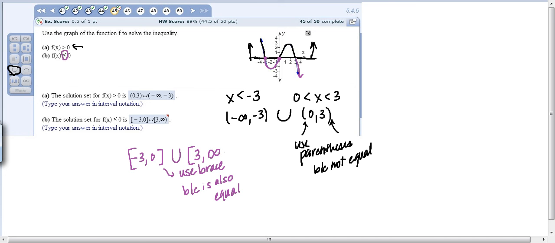Now just one little thing here, always whenever you're doing the infinity, infinity is always a parentheses, because math nerds agree that you can never be equal to infinity, because if you're equal to infinity, I'll add 1 to it, and then you're at a different infinity. Right, so we can never be equal to infinity, so this is always parentheses. Alright, and that's how you get these two answers.